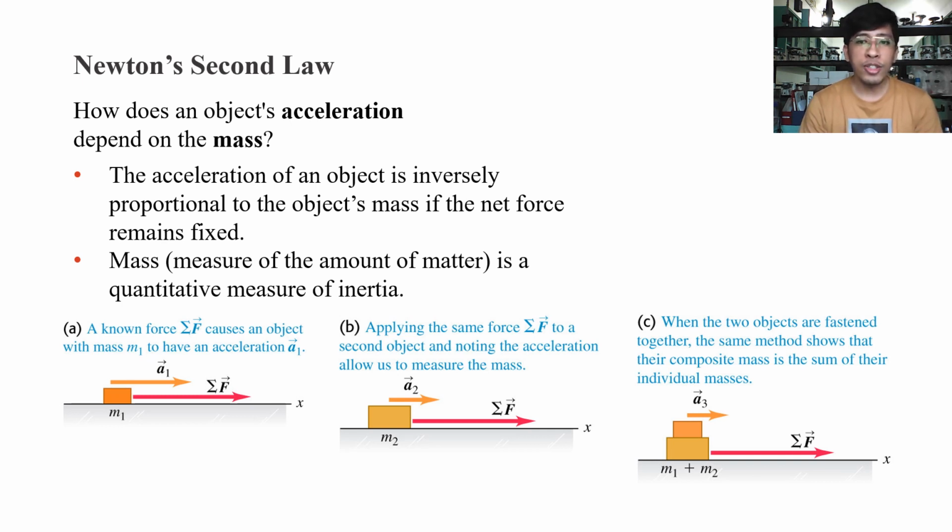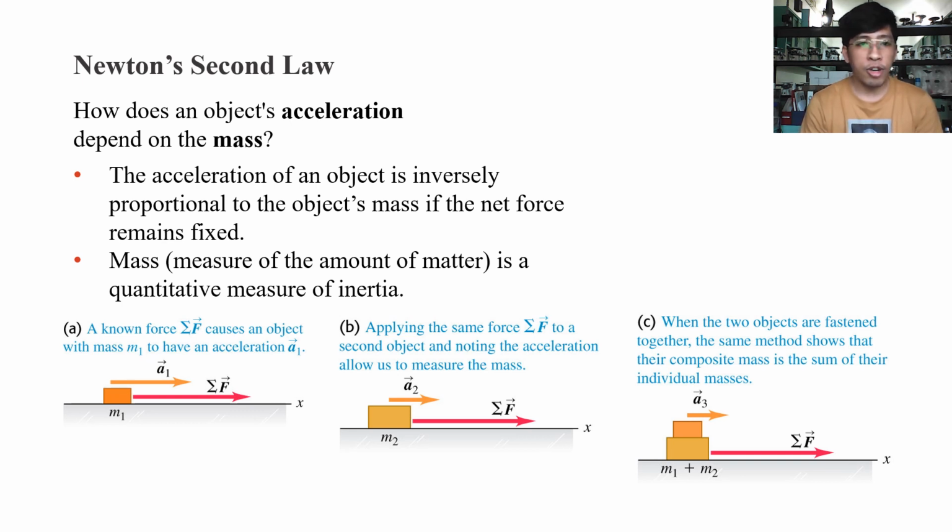And when you fasten the two objects together and apply the same force, you'd observe that the acceleration of the two bodies is slower compared to just having m1 alone or m2 alone. So the bigger the mass an object has, the harder it is to accelerate with the same force F. So the acceleration of an object is inversely proportional to the object's mass if the net force remains fixed.